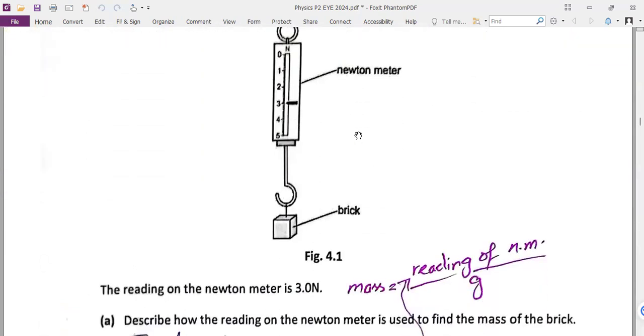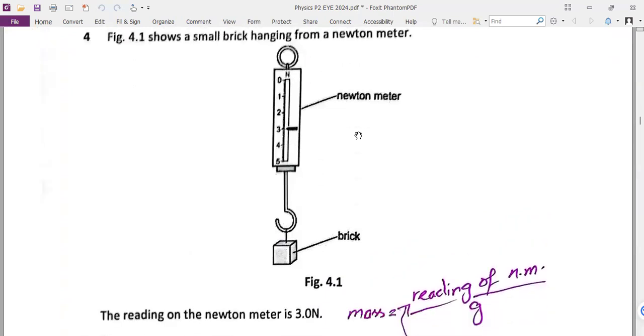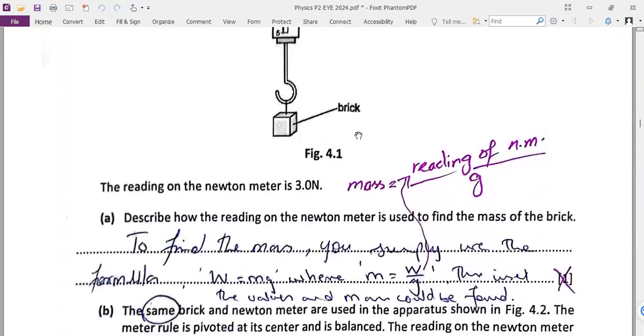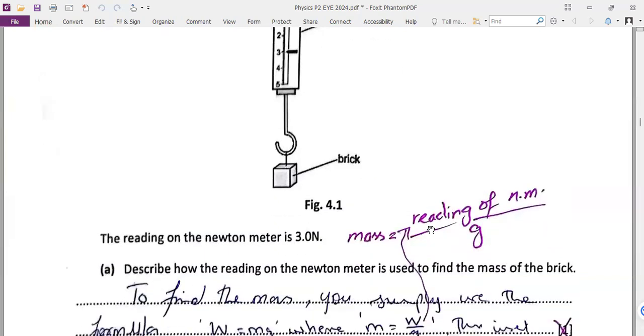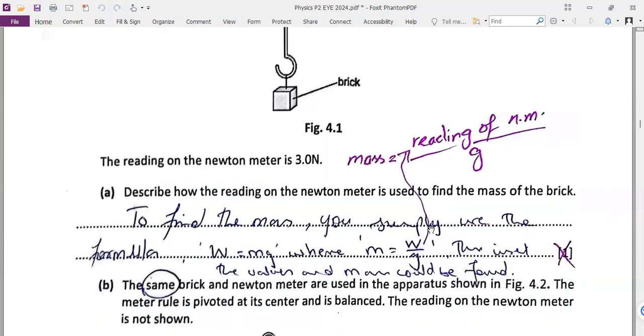Question number 4, reading, and it is asking how the reading is used to find the mass. Well, to find the mass, you just divide it, because the reading is in newtons, so you divide it with the gravitational acceleration. You don't have to do it here. You just explain how you will use the reading. So you write, to find the mass, you simply use the formula W is equal to mg.